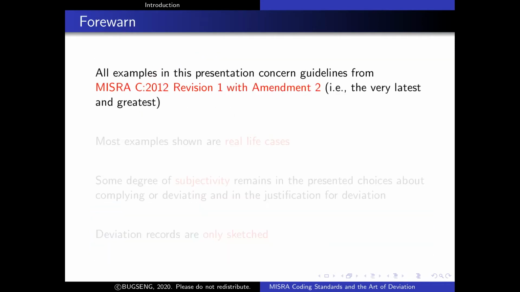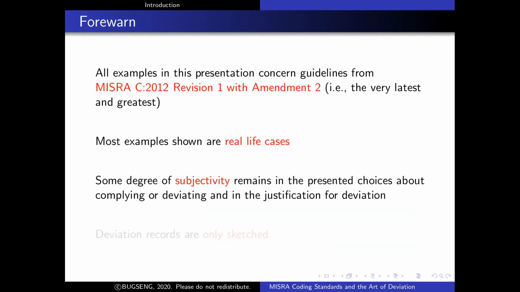So, as I said, all examples in this presentation concern guidelines from MISRA C 2012 revision 1 with amendment 2, so the very latest version of the coding standards. Most examples are real-life cases. I have to warn you that, of course, some degree of subjectivity remains in the choices I will present about complying or deviating. And the deviation records I will present are only sketched. I give the main idea for how to properly compile a proper deviation record.